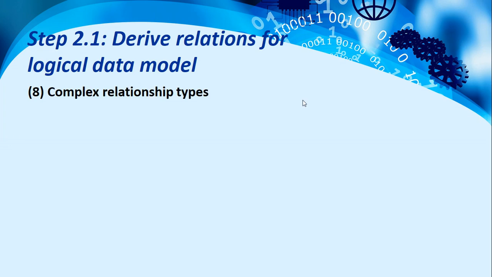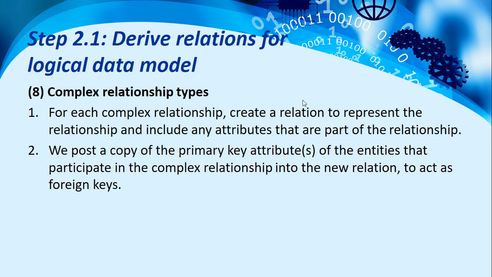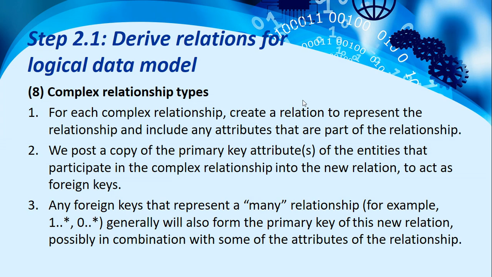And then next we have complex relationship type. For each complex relationship, create a relation to represent the relationship and include any attributes that are part of the relationship. We post a copy of the primary key attributes of the entities that participate in the complex relationship into the new relation to act as foreign keys. Any foreign key that represents a many relationship generally will also form the primary key of this new relation, possibly in combination with some of the attributes of the relation.